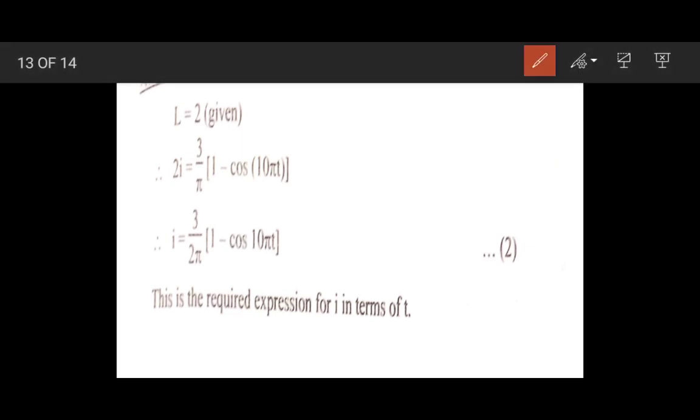Okay. So now L is equal to 2, that is given. So 2I is equal to 3 upon pi into 1 minus cos 10 pi t. So finally, I is equal to, I am taking 2 on the right hand side, 3 upon 2 pi into 1 minus cos 10 pi t. This is the required expression for I in terms of t.